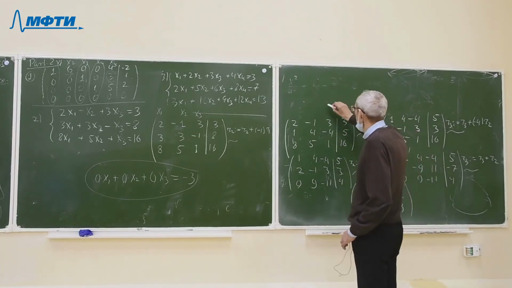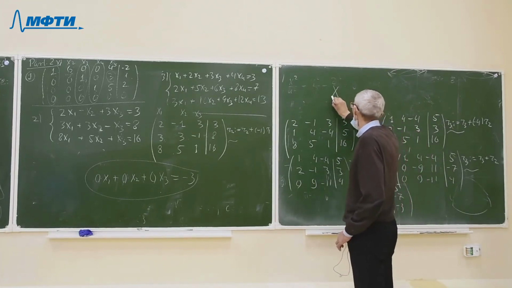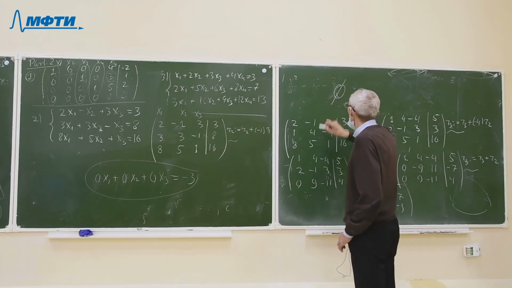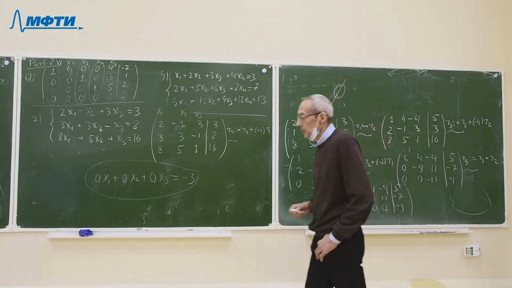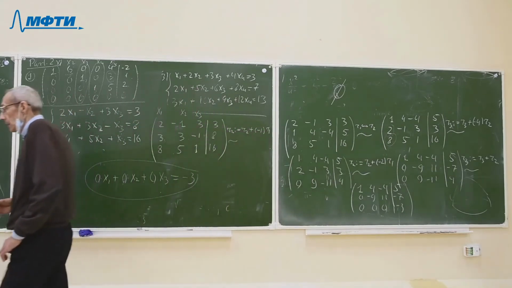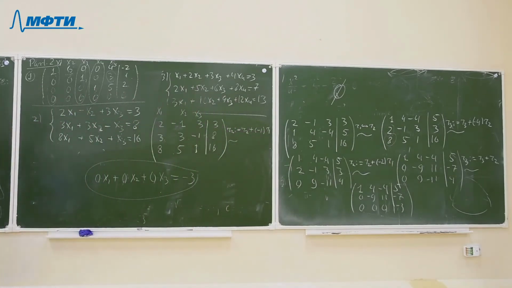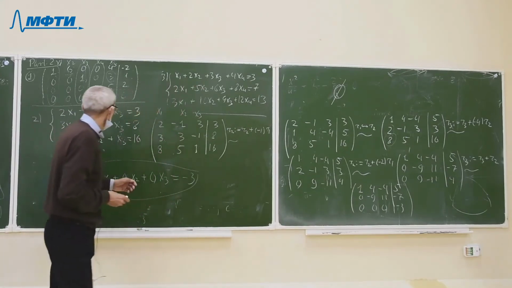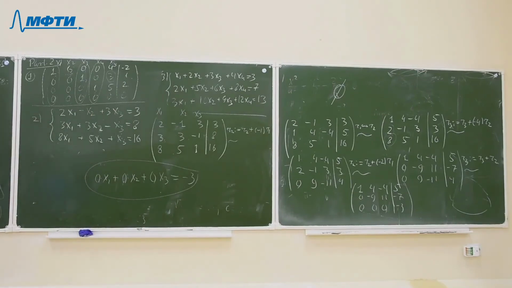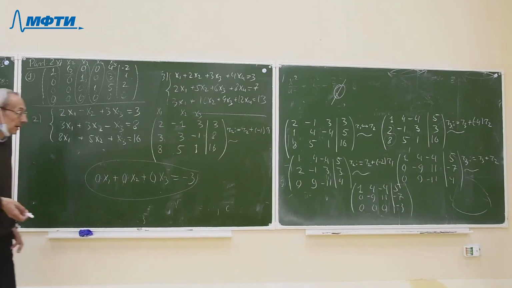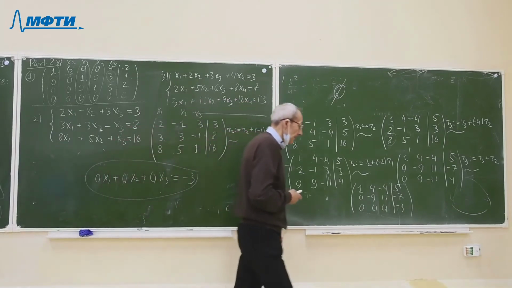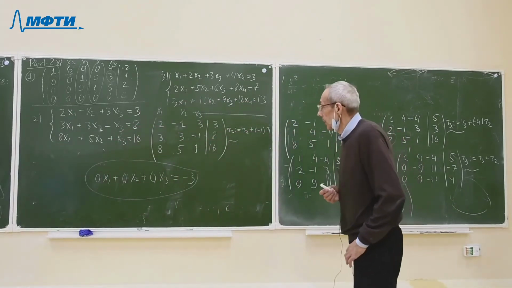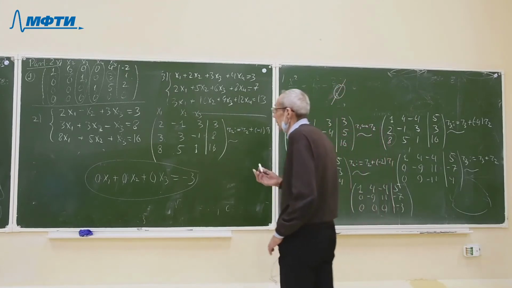In this example, the set of solutions is empty. No solutions. It means that in three-dimensional space, these planes have no common point of intersection.